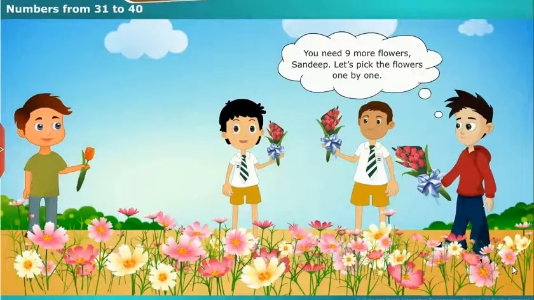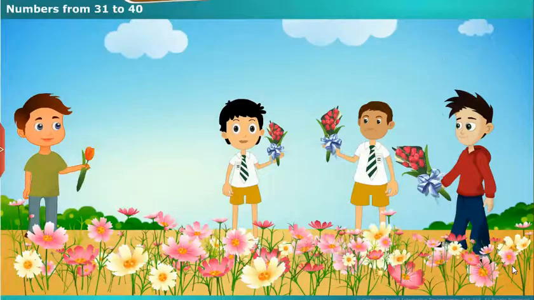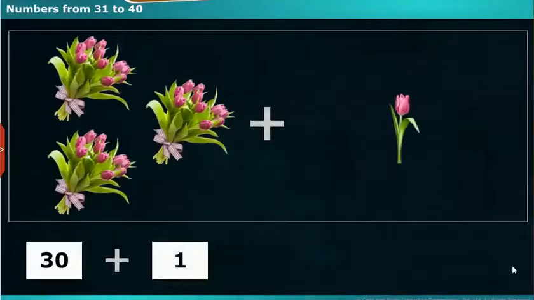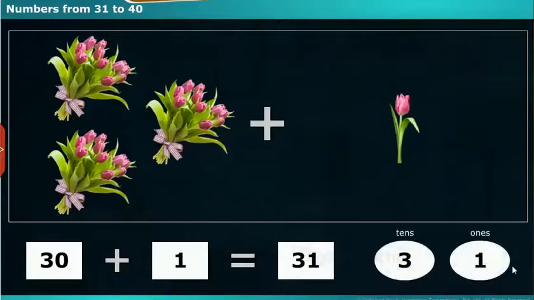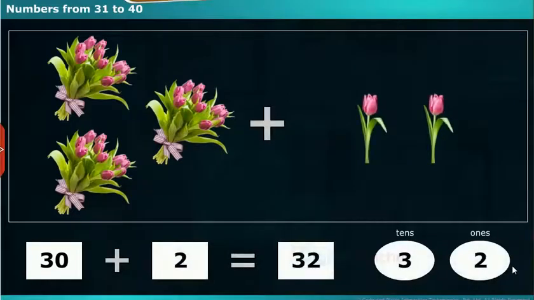Let's pick the flowers one by one. Sandeep already has 1 flower. So, 30 flowers plus 1 flower is equal to 31 flowers. He picked 1 more flower from the garden. 30 plus 2 is equal to 32. So, total is equal to 32 flowers.